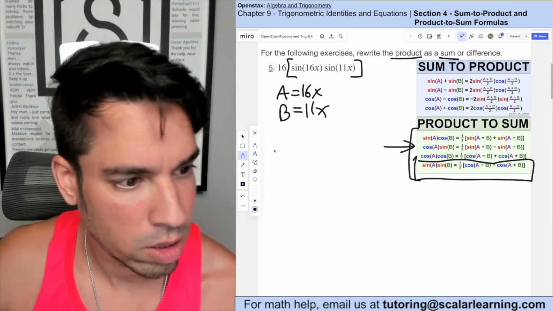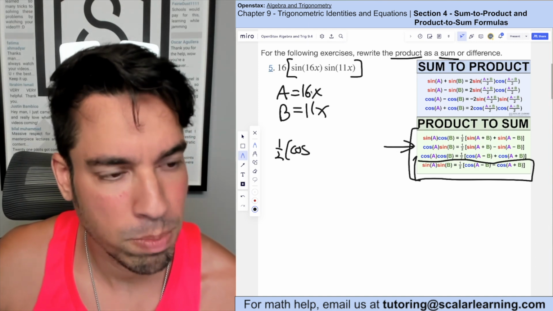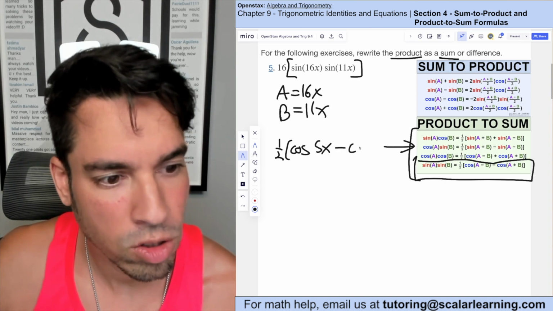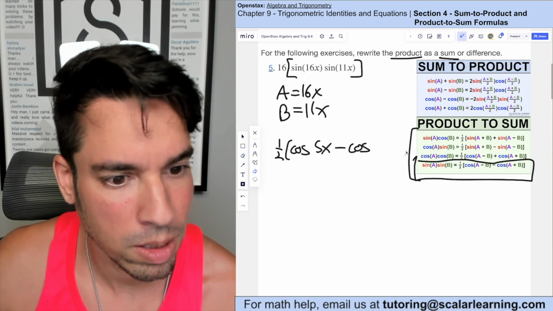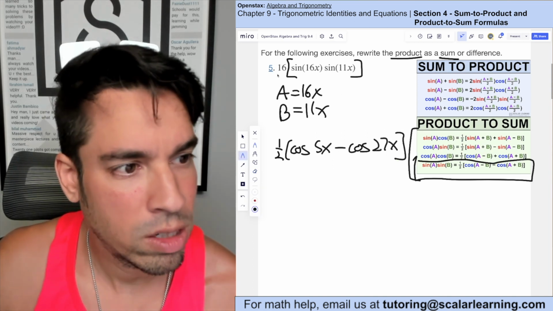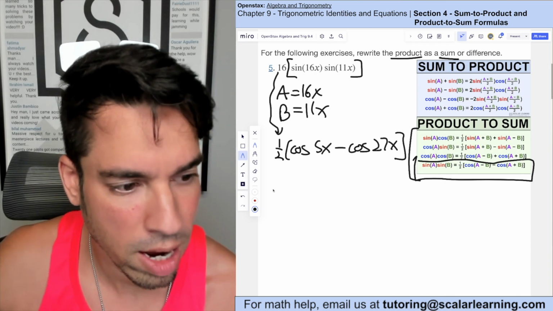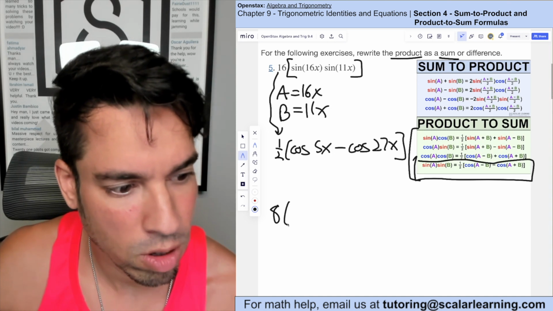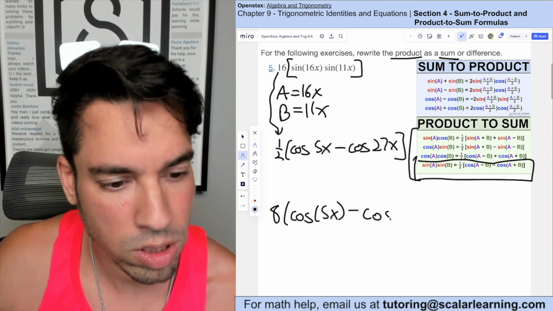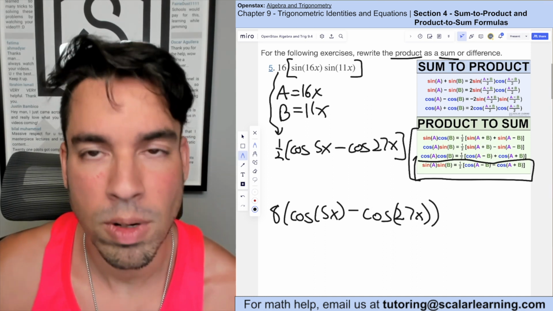So let's convert it. That becomes 1/2 cosine of A minus B, 16x minus 11x is 5x, minus cosine of A plus B. A plus B would be 27x. And then we still have the 16 that we can't forget about in the front, so that's going to multiply this 1/2. So now we're left with a final answer of 8 cosine of 5x minus cosine of 27x, like this. And we'll leave it as such.